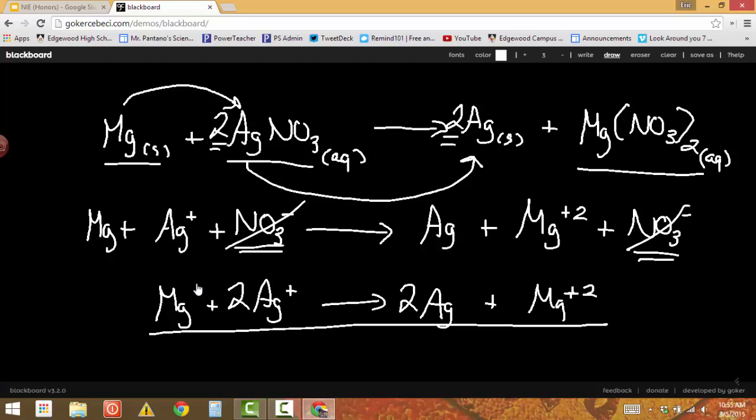All that's actually happening here, the nitrate is irrelevant. It could be any counter ion. All that's happening is that magnesium is reacting with silver ions to form silver metal and magnesium ions. And if you think about this really carefully, this is just a transfer of electrons from magnesium to silver. That's all it is. But we'll see about that later on. Okay? So it takes a little bit of practice, but if you follow the steps, it should make sense and it should be fairly easy. That's net ionic equations.